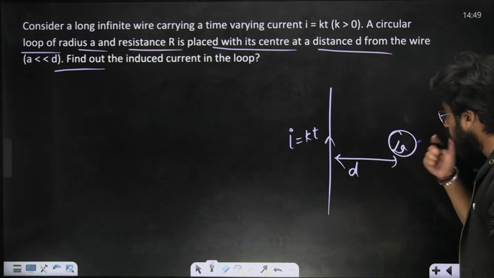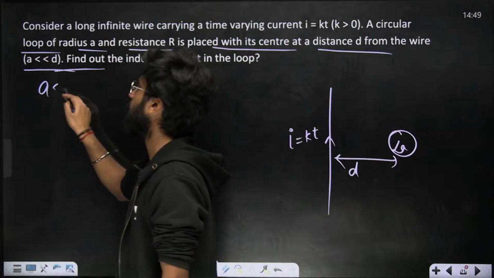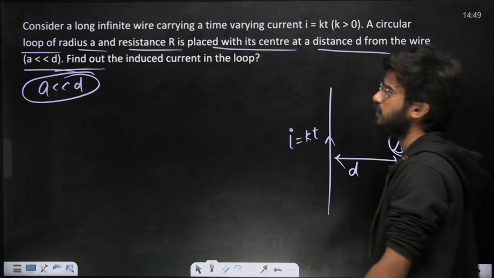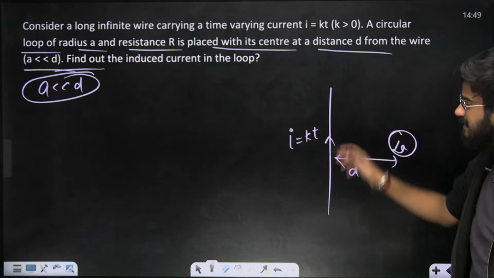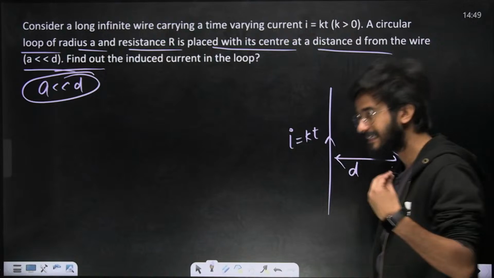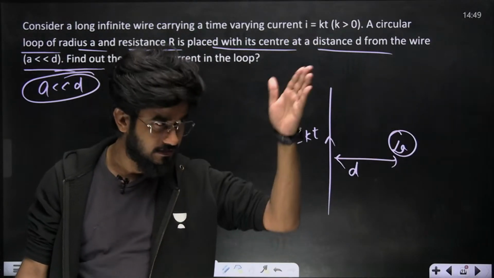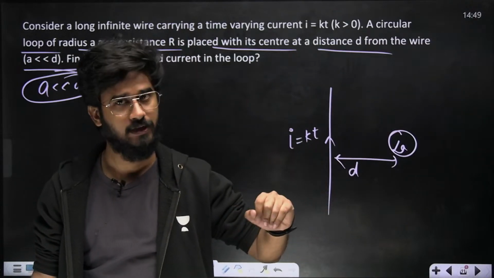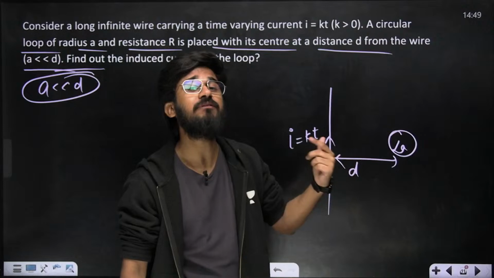Okay. So first of all, let me tell you one thing. This expression, a is much less than d, has a very big significance in this particular question or in this kind of question. So first of all, if there is a current I equal to kt, it means this is a time varying current, and because of this current there will be a magnetic field, which will also be time varying, right? So first of all, we will calculate the value of the time varying magnetic field.